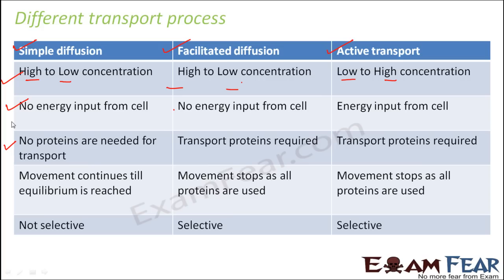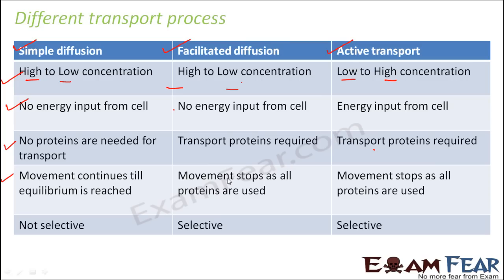In simple diffusion, the particles can move on their own. They do not need any proteins to carry them. But in facilitated diffusion as well as in active transport, you need transport proteins to carry them. They cannot move on their own. In simple diffusion, movement continues till the equilibrium is reached, because the particles are moving from high to low concentration and they will keep moving until both the concentrations become equal.